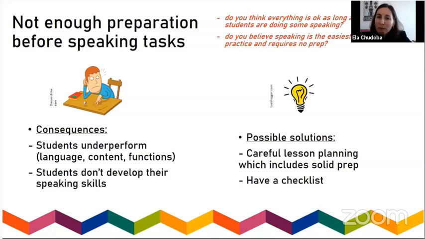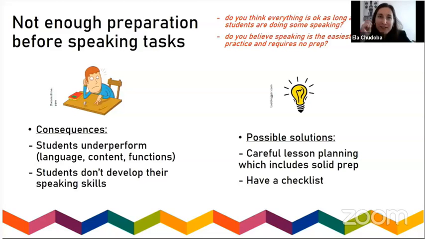So, a couple of solutions here. I think it mainly boils down to careful lesson planning and making sure we are familiar with the structure of a good speaking lesson. A good speaking lesson has a number of pre-speaking stages, which we should always remember about. And then once we are familiar with the structure, we can easily prepare a checklist to follow during the lesson.